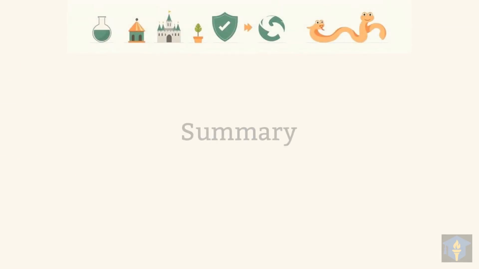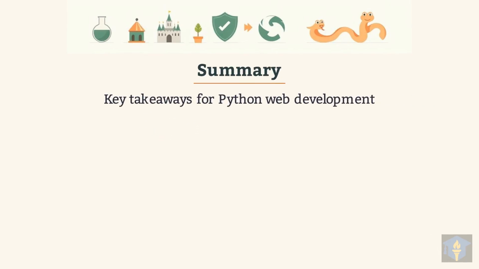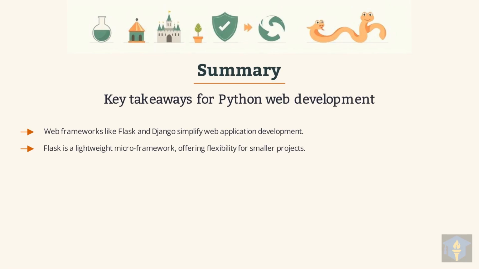All right, let's now bring everything together with a concise summary of what we've learned. Here are the key takeaways and essential points for getting started with Python for web development. Remember, web frameworks such as Flask and Django significantly simplify the entire process of web application development. Flask stands out as a lightweight microframework, providing excellent flexibility, especially for smaller web projects.